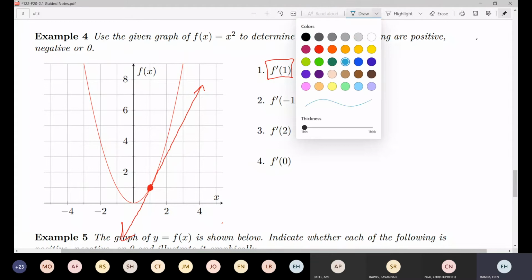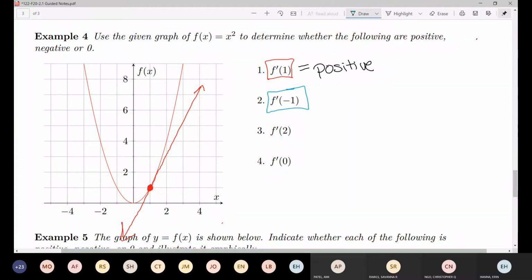Well, what about negative 1? Let me go over to negative 1, and let me draw a line that essentially follows the function at that point. If I were to pick a point really, really close to negative 1, what would the line look like? Is the slope of that line positive, negative, or 0? That one's got a negative slope. So I don't know what the actual value is, but I know that f prime of negative 1 is going to be negative.